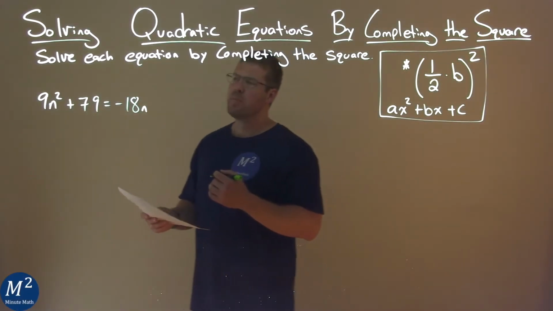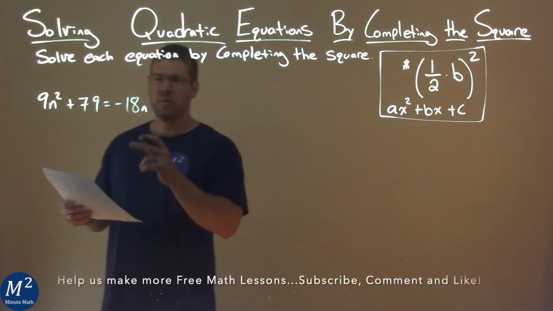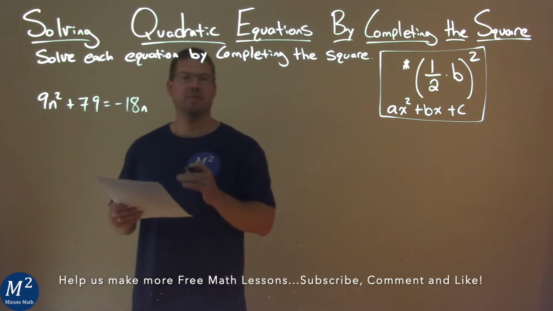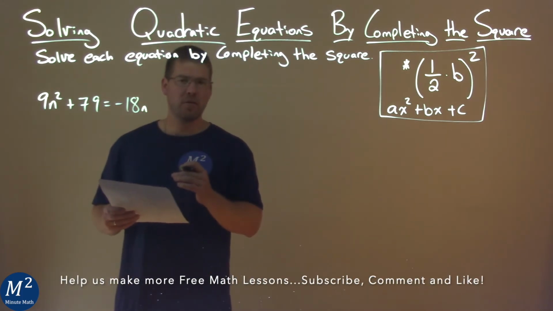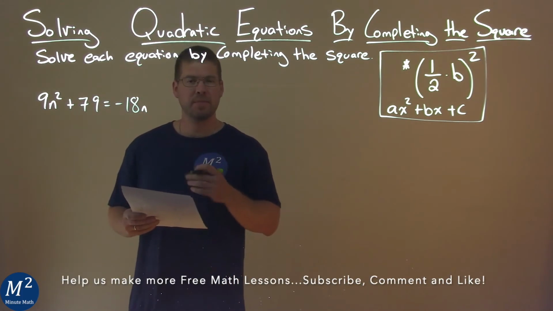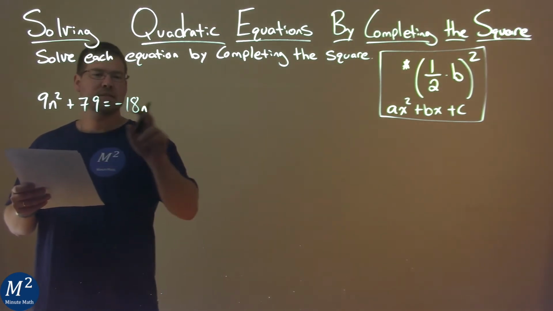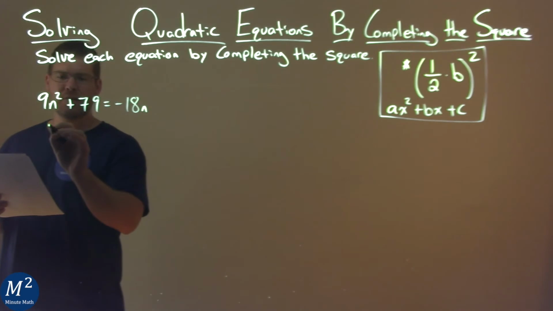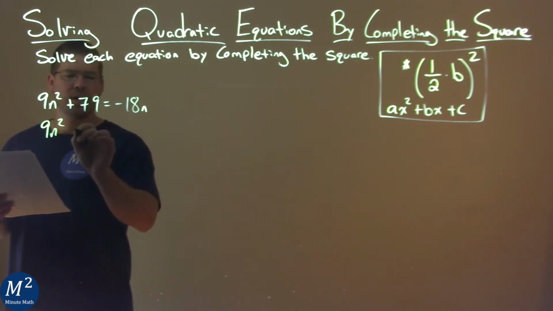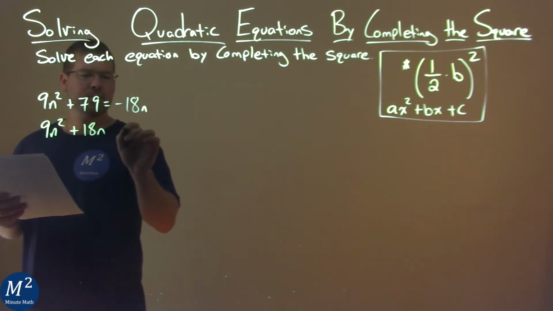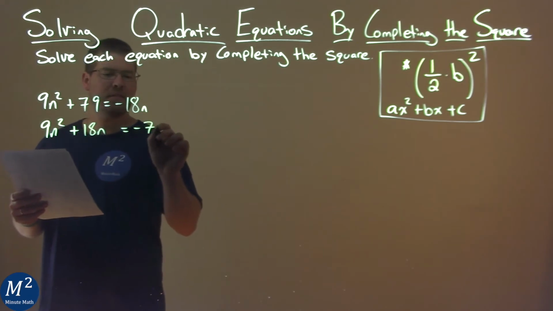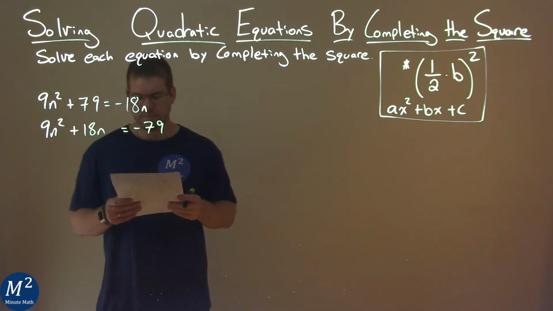We're given this problem right here. 9n squared plus 79 equals negative 18n. And we need to solve this by completing the square. First step is I'm going to add 18n to both sides and subtract 79 from both sides. So I have 9n squared. Now we have a positive 18n on the left, and that's equal to a negative 79 on the right.